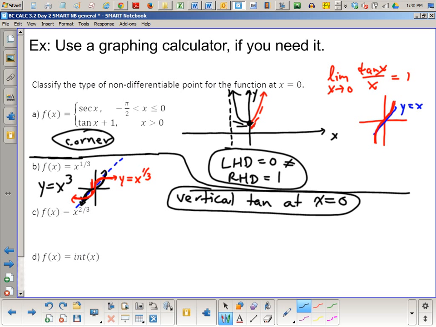What happens when you try to graph x to the 2/3? Don't grab the graphing calculator. You can think of this as x to the 1/3 squared. What happens to a number when you square it? Typically it gets bigger unless it's a decimal, then it gets smaller. What happens to a negative number when you square it?